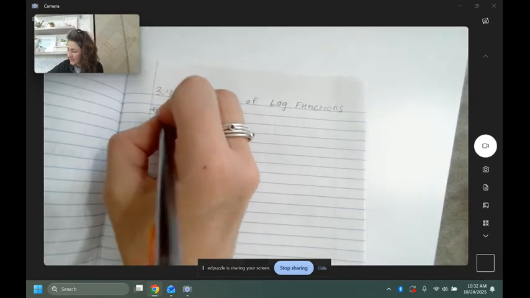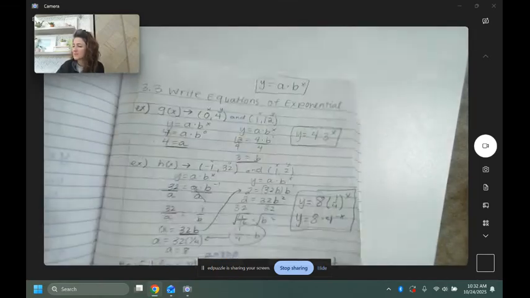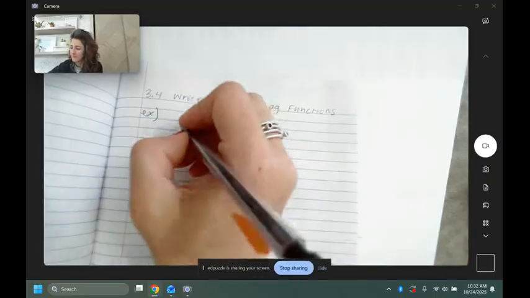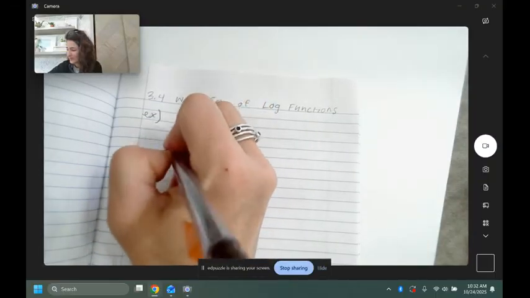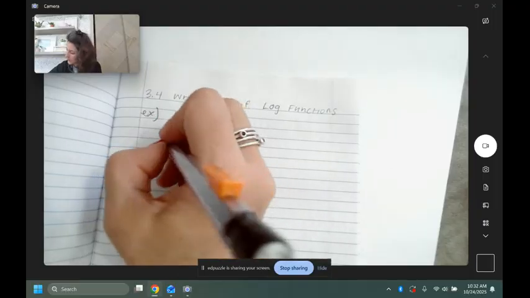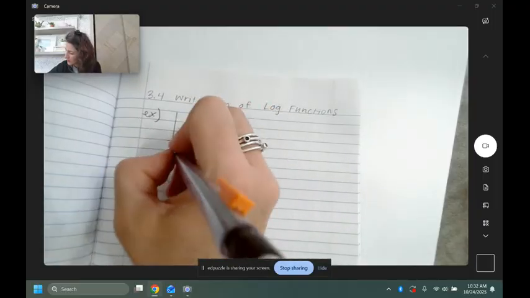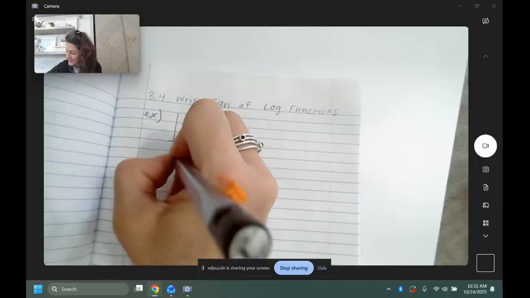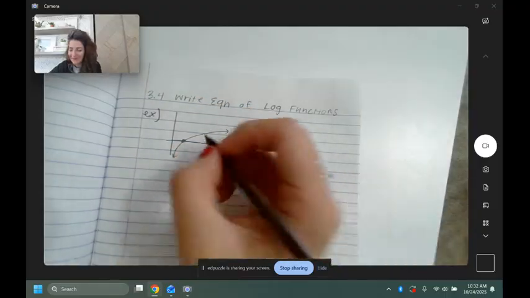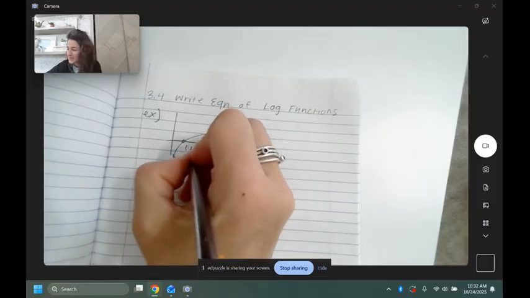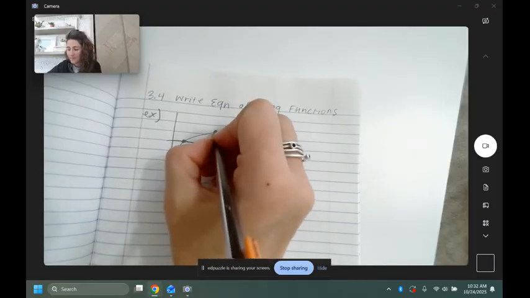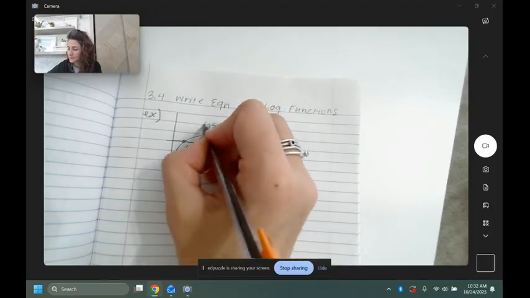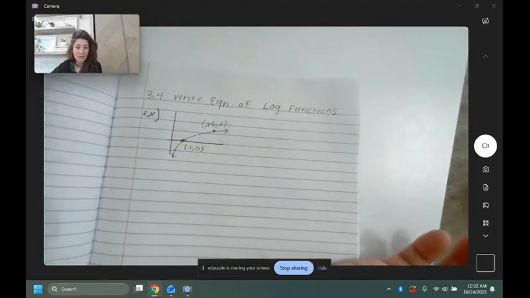Like I said on the previous video, sometimes they'll just give you points. Sometimes they'll give you a graph. This time I'm going to give you both, because I think the visual is really important with the logarithmic function. I'm giving you no context, like no scale here, but that's okay. This is the point (1, 0). This is the point (25, 2). Write an equation for this logarithm.